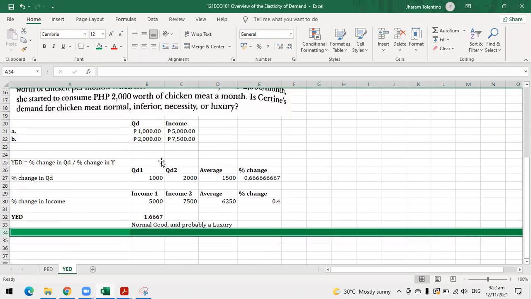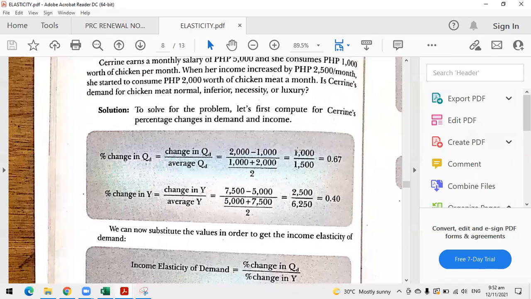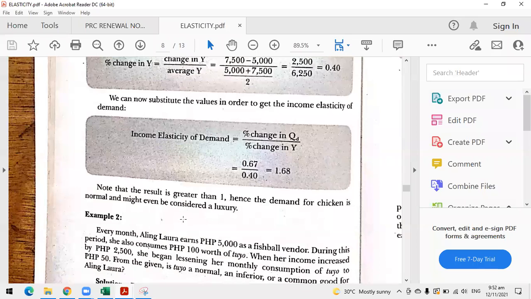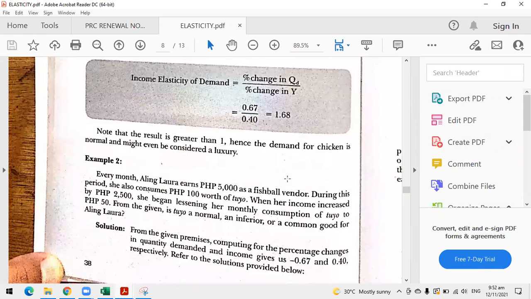Kasi they can afford, especially if they consider your item as inferior. Okay, so check natin kung ano yung nangyari doon for the elasticity. So the same 1.68. The result is greater than 1, hence the demand is a normal and might even be considered a luxury item. Okay? So ang take lang natin dyan or moral lesson natin dyan if we are part of the suppliers, kailangan yung item natin hindi siya ma-consider as an inferior item.